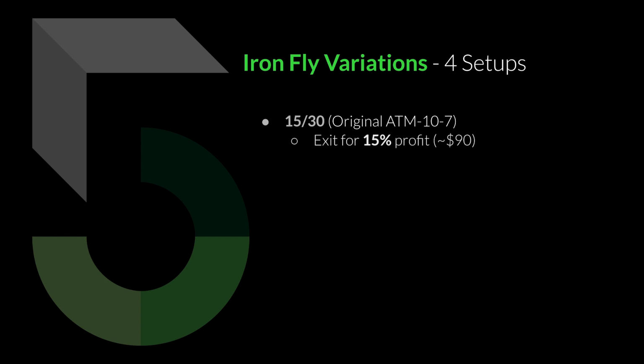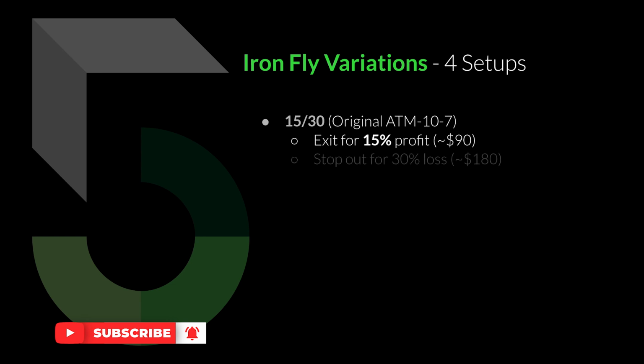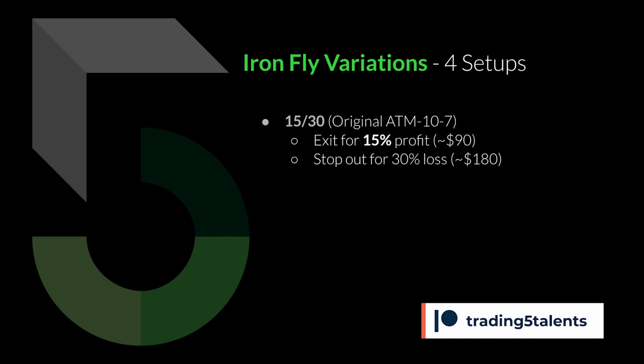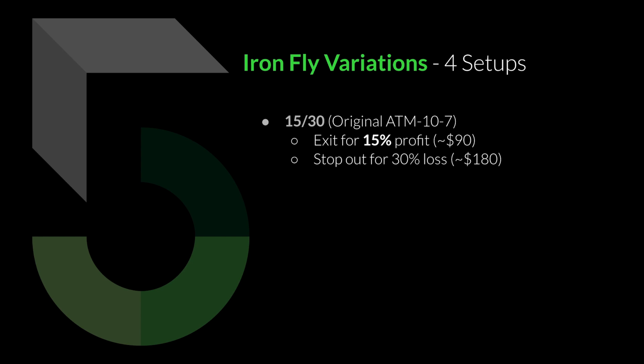And the reason is because when I set up the iron fly, the width and the placement of the short strikes and the expirations are all going to be the same. So I need to differentiate these not based on those parameters, but on how I'm exiting. And so I'm going to refer to it as the 1530. This is my original one because I'm going to be exiting for a 15% profit, which is about $90, or I'm going to get stopped out for a 30% loss, which would be about $180 if we enter for $600 in credit. Okay, so the first one is the original 1530.